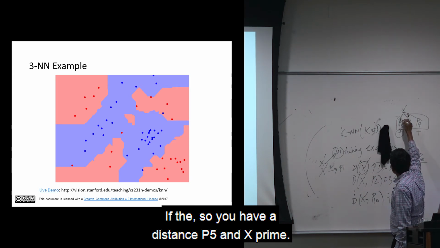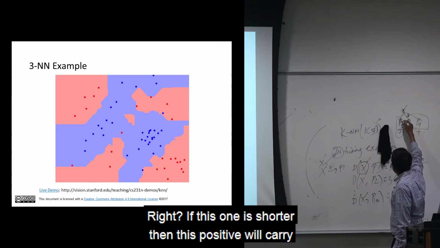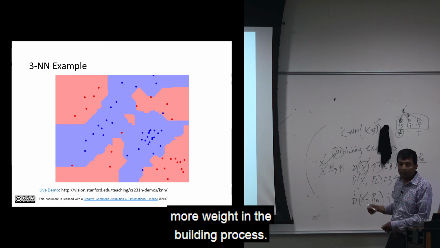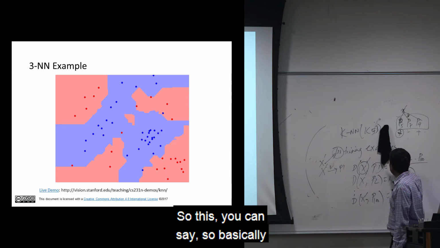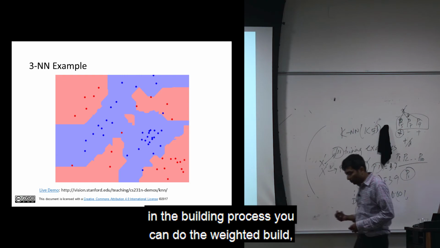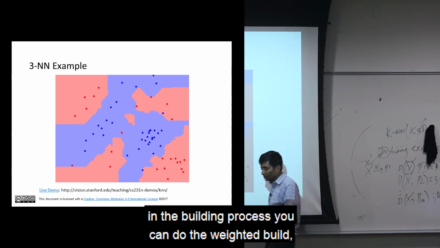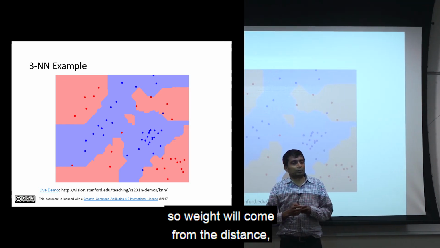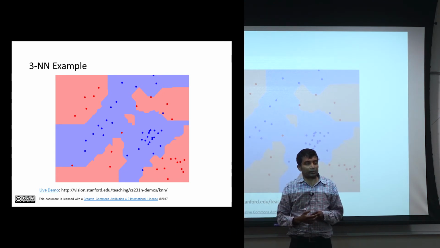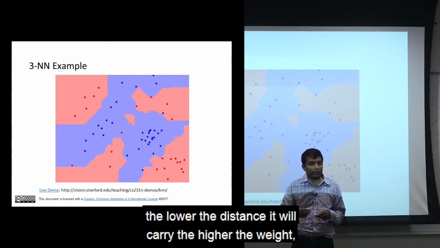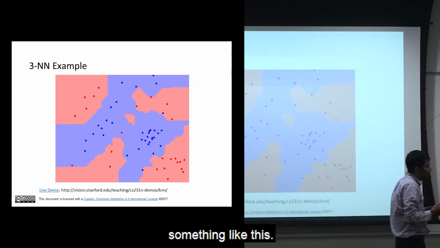So you have a distance P5 and x prime, right? If this one is shorter, then this positive will carry more weight in the voting process. So basically in the voting process, you can do the weighted vote. So weight will come from the distance. Lower the distance, it will carry the higher the weight, something like this.